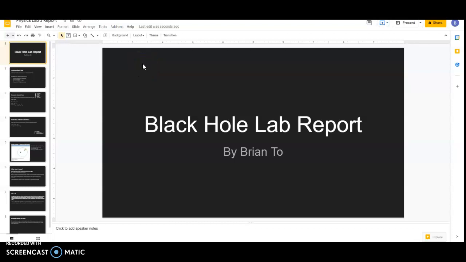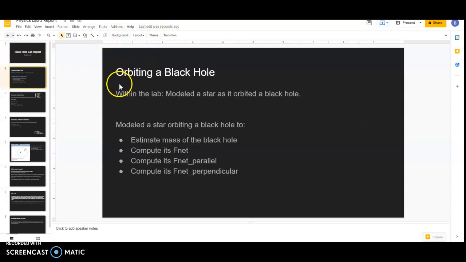Hello, my name is Brian Toe, and this is my lab report for the Black Hole Modeling Lab. Within the lab, we modeled a star as it orbited a black hole.